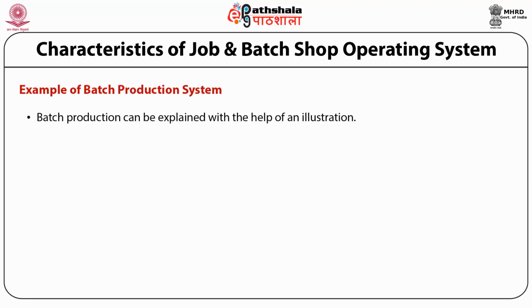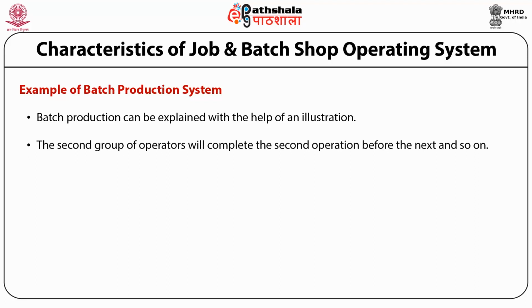Batch production can be explained with the help of an illustration. An enterprise wants to manufacture 20 electric motors. The work will be divided into different operations. The first operation on all the motors will be completed in the first batch, then it will pass on to the next operation. The second group of operation will complete the second operation before the next, and so on.